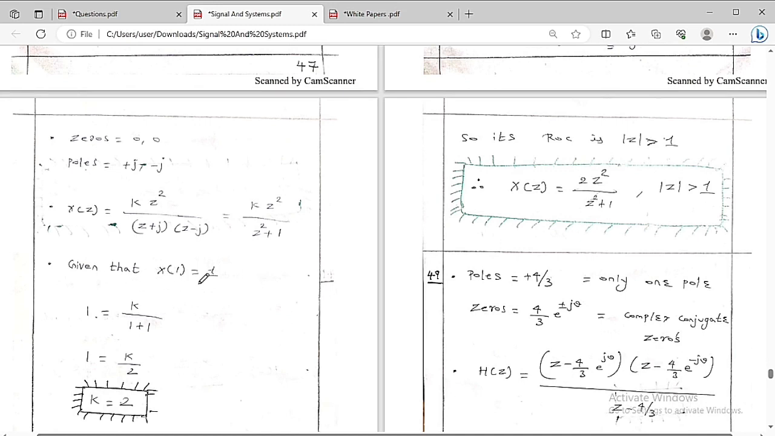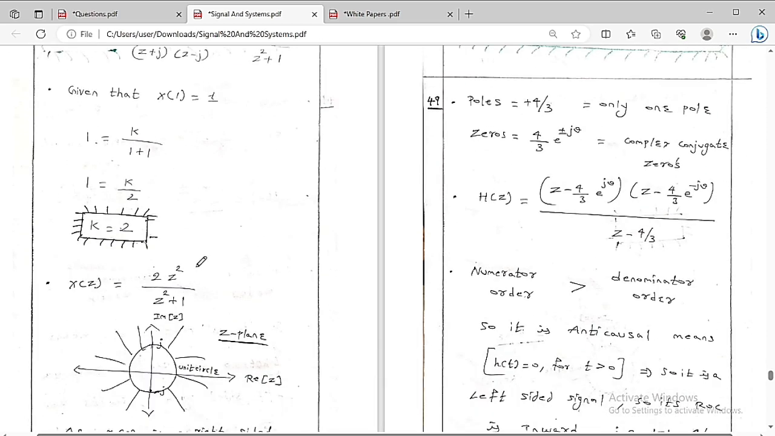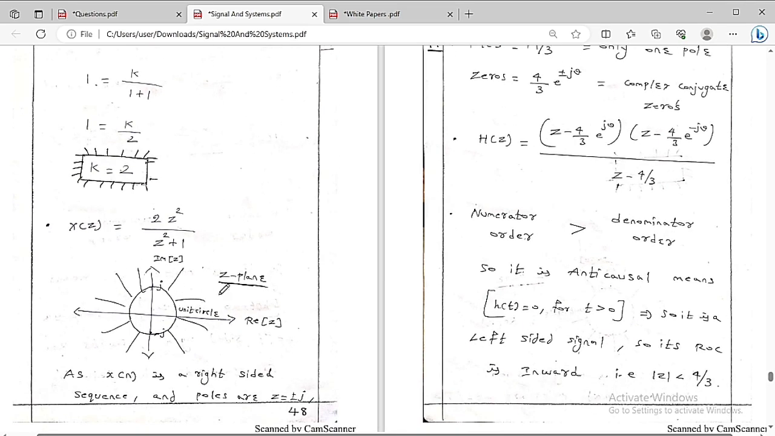And also it is given that x(1) = 1, meaning in place of z, if we substitute 1, we are going to get the value 1. So 1 = k · 1² / (1² + 1). This is nothing but 1 = k/2, so k = 2. So if we substitute, we get the value of k also. So X(z) = 2z² / (z² + 1).